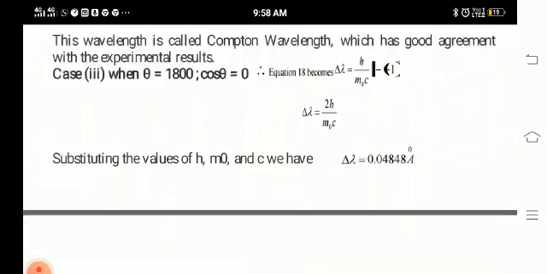From this we can see that at theta equal to 0, we have a single peak, and for theta equal to 180 degrees, we have a double peak, that is 2 peaks, as one is for the incident and the other one is for the scattered radiation. In this video we have seen the complete theory of the Compton effect.